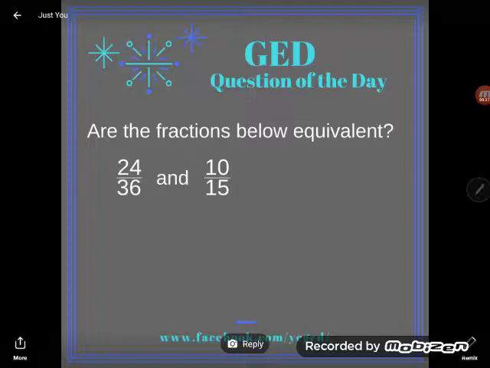Well, fractions are not about the individual numbers. They're about the relationship between the numerator, the top number, and the denominator, the bottom number. So they don't have to have the same numbers to be equivalent. They have to have the same relationship. We call that being in proportion. Okay, there's a couple different ways to check if fractions are equivalent.